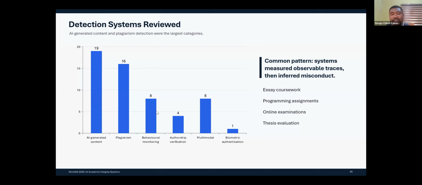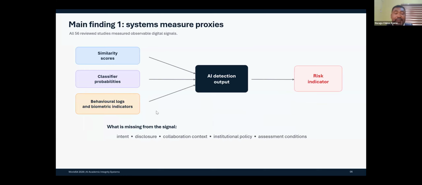But something was common across these categories. The common pattern was that these detection systems measured observable digital traces, and then used those traces to infer broader misconduct constructs. Then our findings: the main finding one is that the detection systems measure proxies.